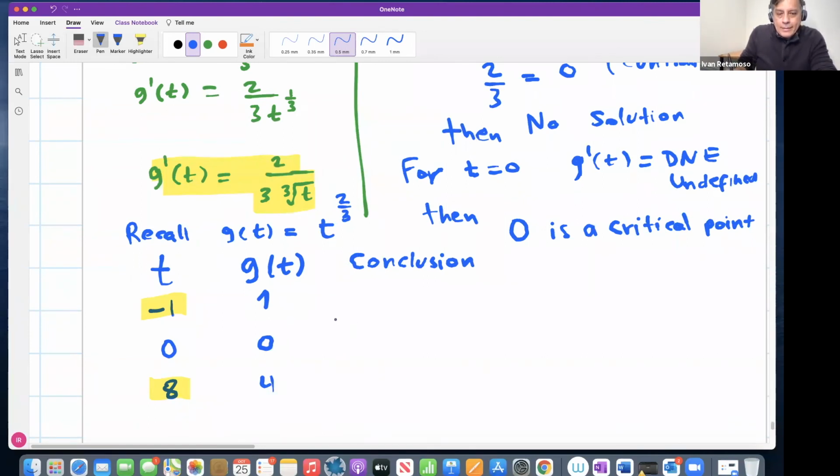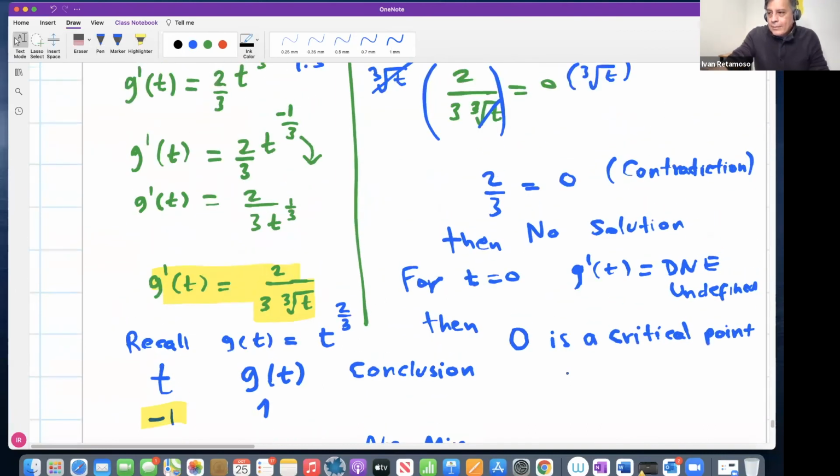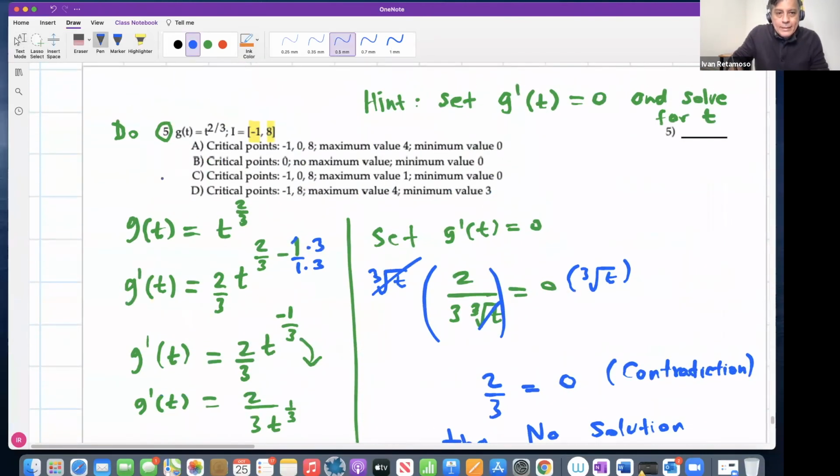Looking at this, what should be the maximum value, or the absolute maximum? 4. Excellent. The minimum clearly should be 0. Excellent. Absolute maximum, 4, and this will be the absolute minimum. So you see, it was very tricky. And then you go back to the choices, and you realize that it was this one. Look, the critical points were -1 from the endpoint, 8 from the endpoint, and 0 that we got from the value of t that made the derivative undefined. And the maximum value 4, minimum value 0.